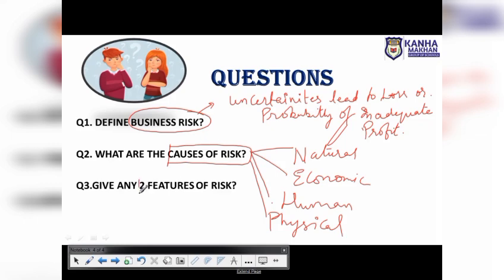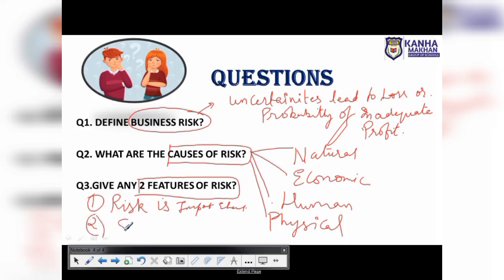Give any 2 features of risk. Yes, you have to mention any 2 features of risk. The first feature is that risk is present everywhere. Risk is the important element. And next, risk depends upon the size and nature of business. So these are the 2 features of your risk.